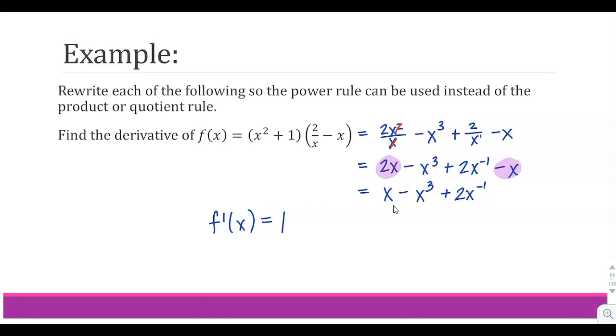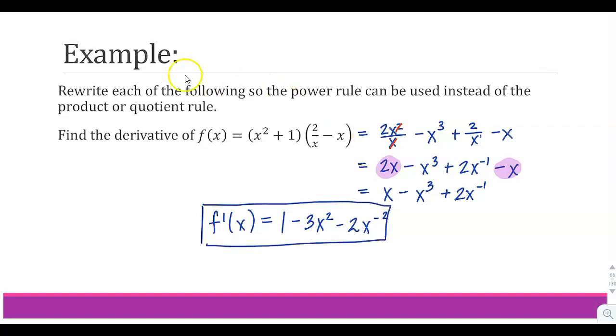So I end up with 1, the derivative of x, minus 3x squared, so using the power rule on x cubed. And then here, bring the negative 1 to the front, I get negative 2x. And if I subtract 1, I get to the negative 2. So this is my derivative without applying the product rule.